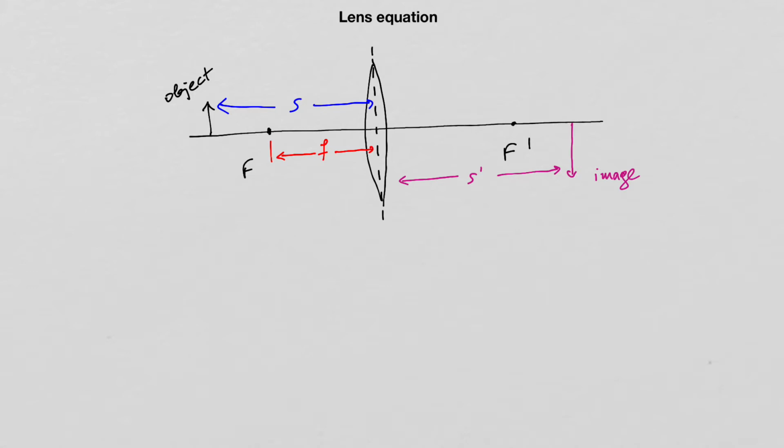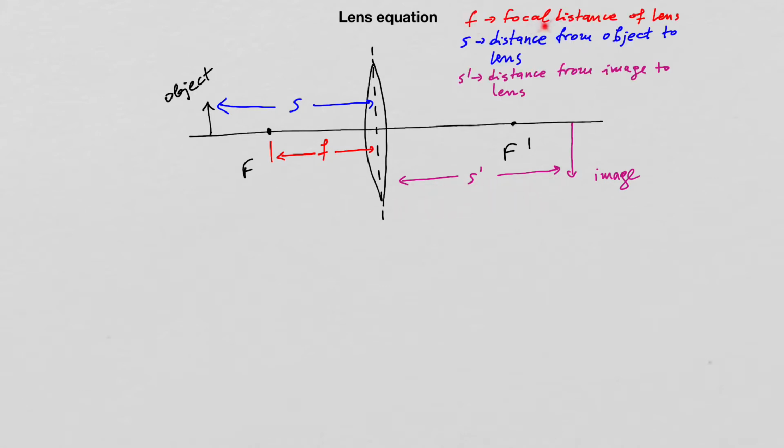So first, the object is placed a distance from the lens, and this distance we label S. The focal distance of the lens is F, and the distance that the image is from the lens we are going to label S prime. So F is the focal distance of the lens, S is the distance from the object to the lens, and S prime is the distance from the image to the lens.